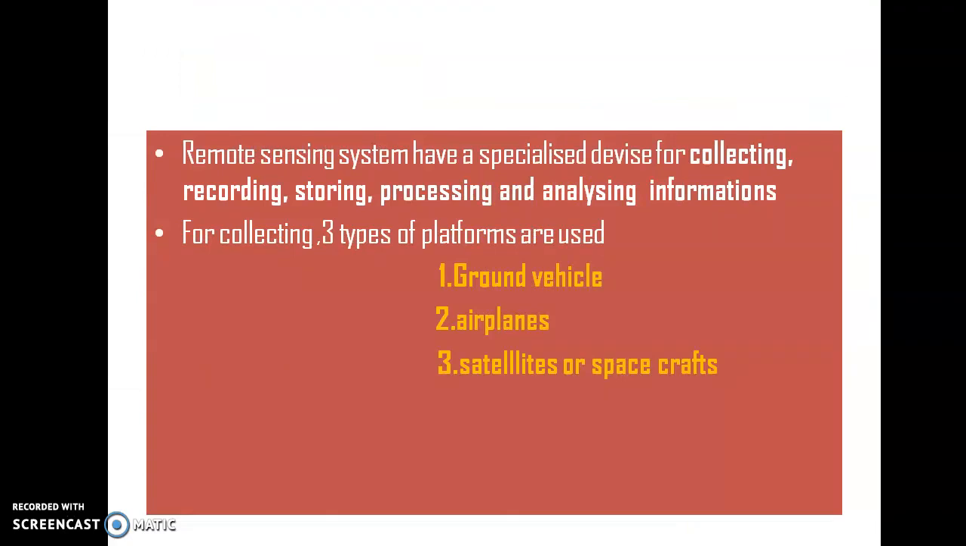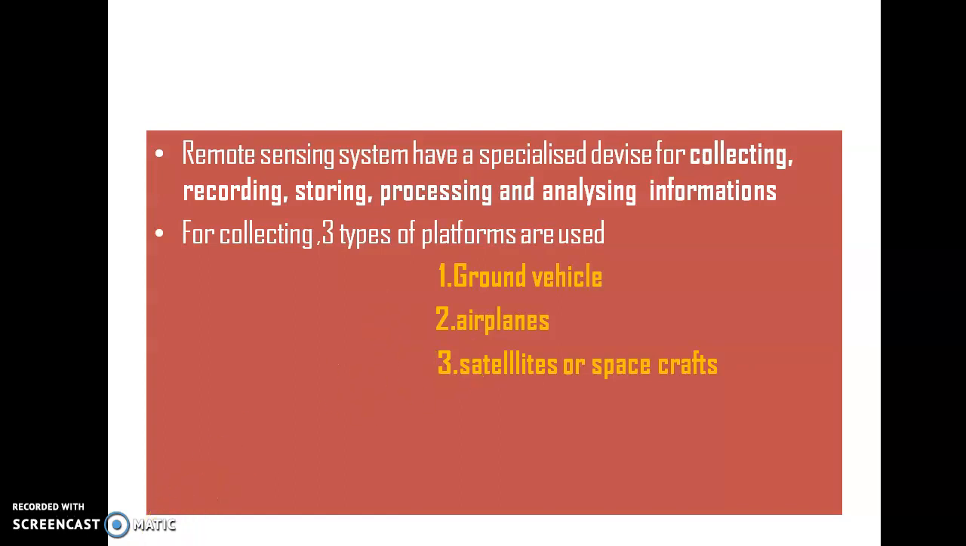So in detail, we can say that the remote sensing system has specialized devices for collecting, recording, storing, processing and analyzing information. What are they? For collecting information, generally three different types of platforms are used in remote sensing. What are they? They are ground vehicles, airplanes, or satellites or spacecraft. By using these platforms, remote sensing collects information from all the resources.